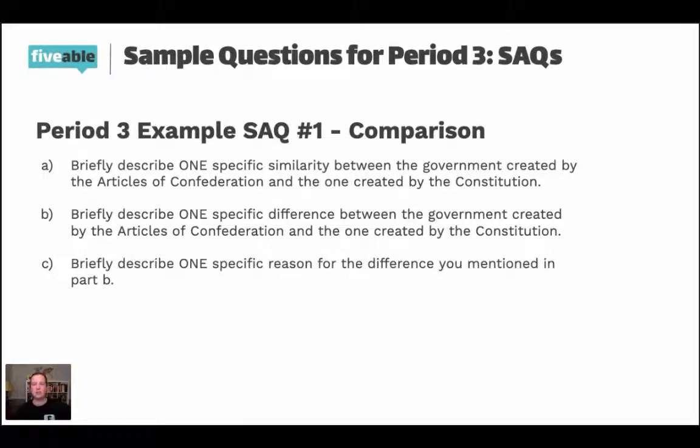Any other differences that we can think of? Trying to make sure I give you some time to think, some time to type as you go into the chat. Vicky mentions the bicameral and unicameral House. Absolutely, yeah. So the Articles of Confederation, unicameral, one body, only one part of the legislature, whereas in the Constitution they have two, the House and the Senate.